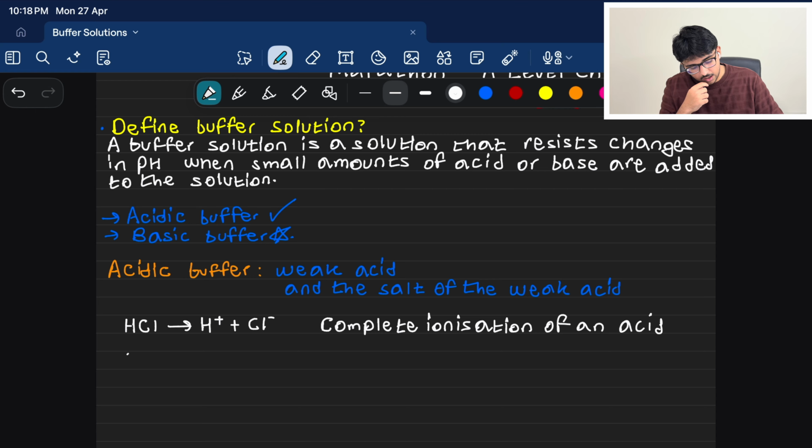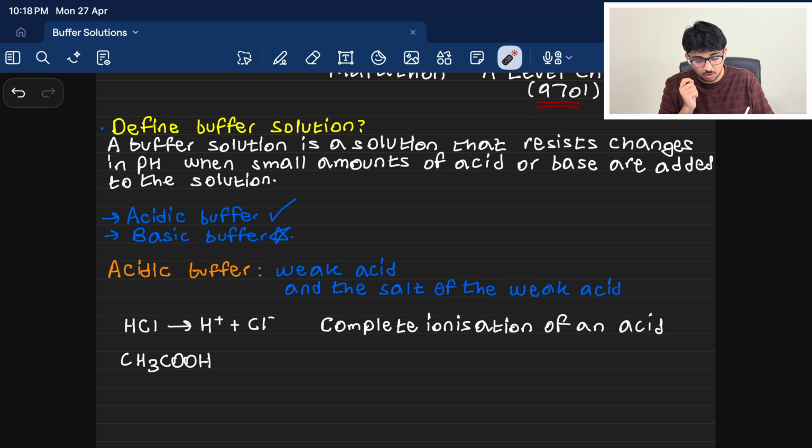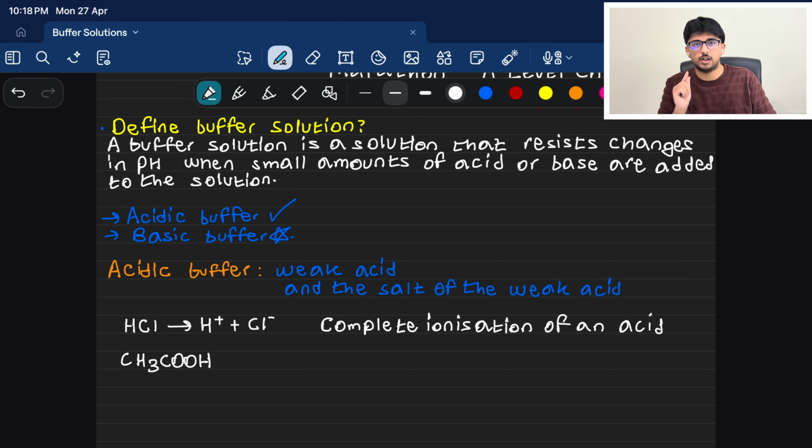Now let's say I have ethanoic acid, CH3COOH. Ethanoic acid is a weak acid. So it's not going to completely ionize. Not every single ethanoic acid molecule is going to dissociate into its ions. Only some of them will dissociate, and the majority of ethanoic acid molecules are going to stay as they are. They will not dissociate even when we dissolve them in water. So you're not going to draw a forward reaction to show the dissociation.